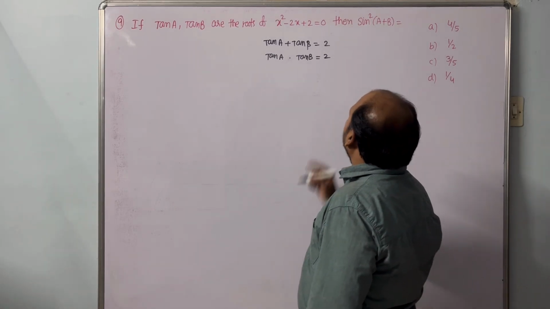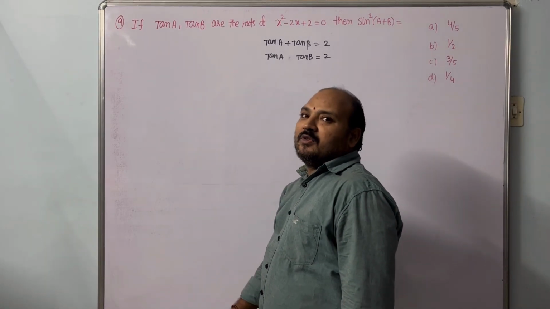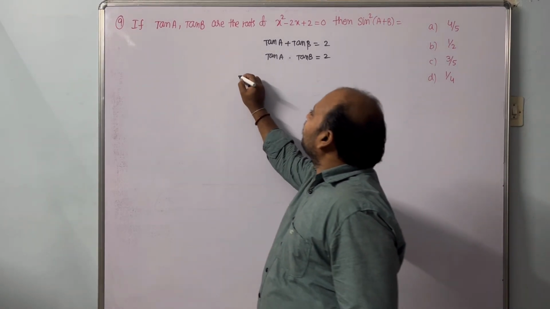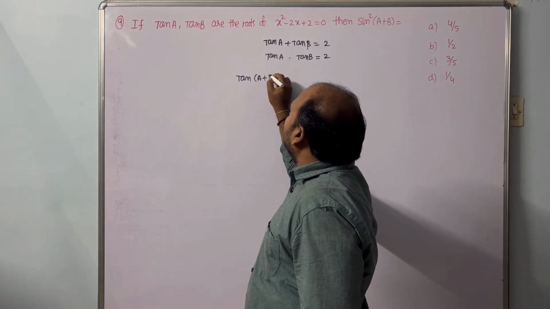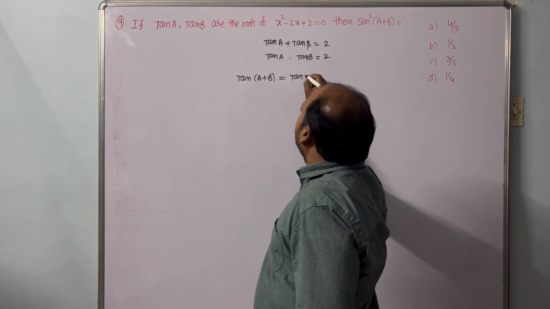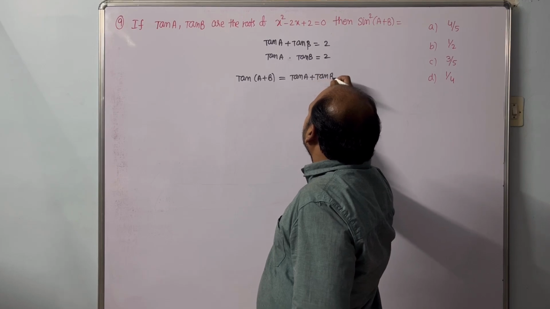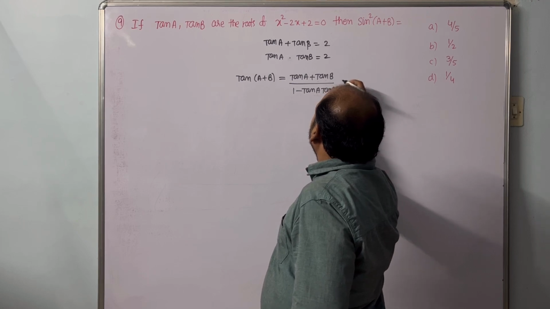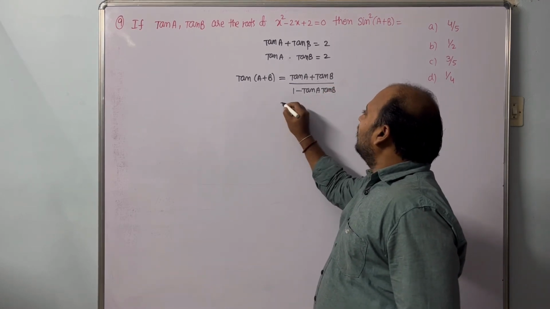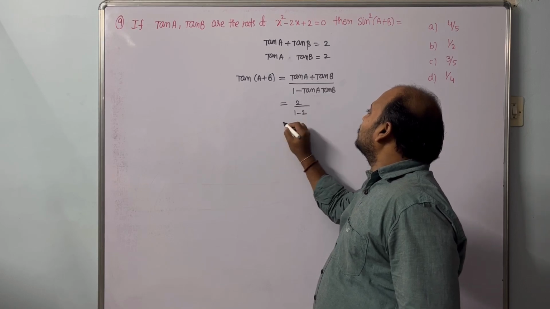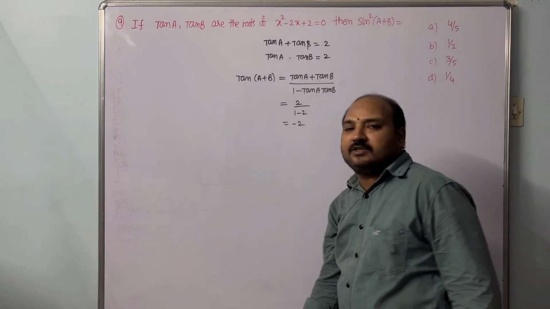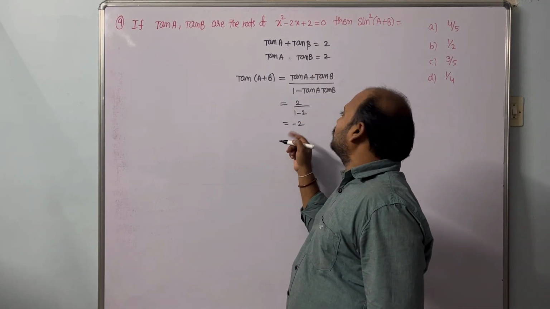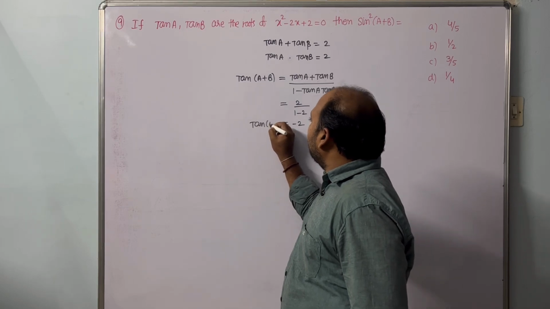Okay. After that, they are asking sin square. Before that, we need to use the tan of a plus b formula. So tan of a plus b equal to tan a plus tan b by 1 minus tan a tan b. That is equal to, better to write here, 2 divided by 1 minus 2, that is equal to minus 2. Okay, dear students? Tan a plus tan b value 2 by 1 minus 2, so minus 2. So this is about tan of a plus b.